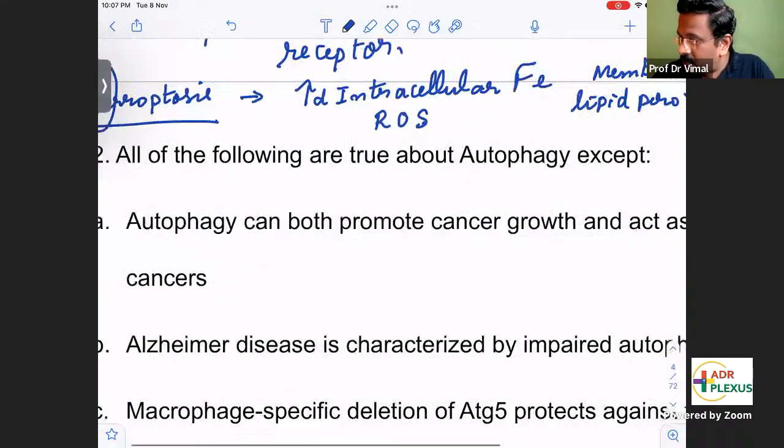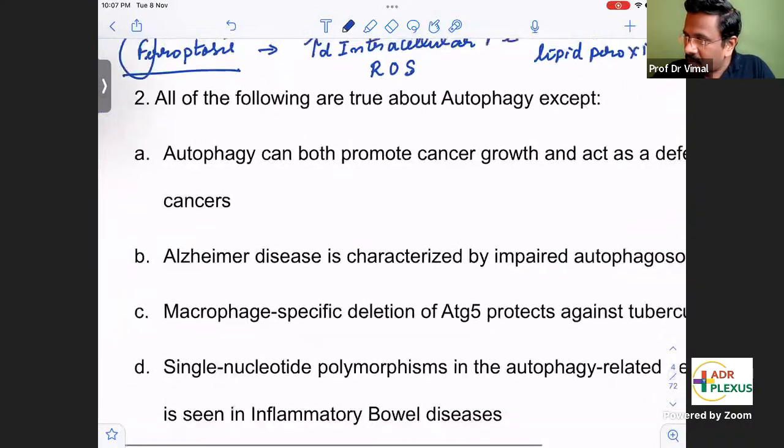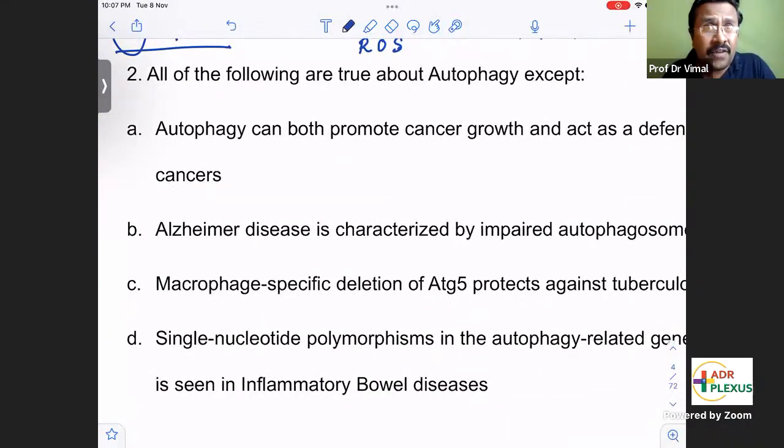Okay. So now moving on to the next question. All of the following are true about autophagy except, because on autophagy, much more additional points have been given in the recent 10th edition of Robbins. It is a recent update. So autophagy has a high chance of being asked in your upcoming exams. So let us see what the things about autophagy are.